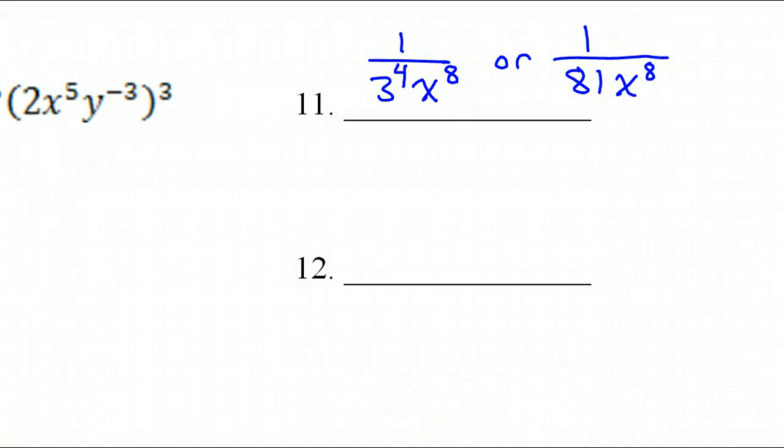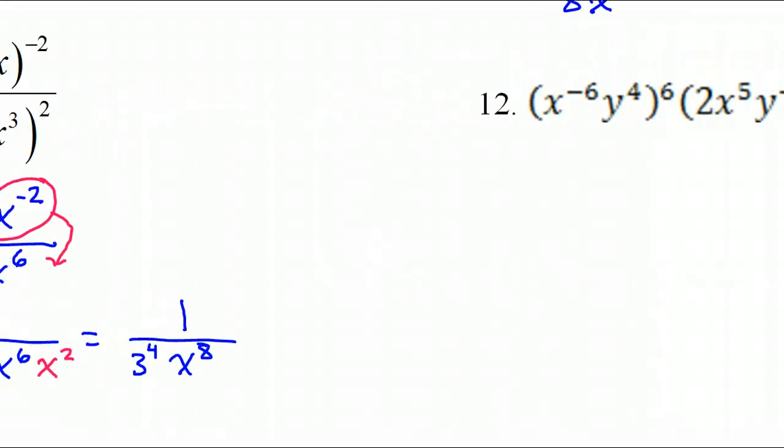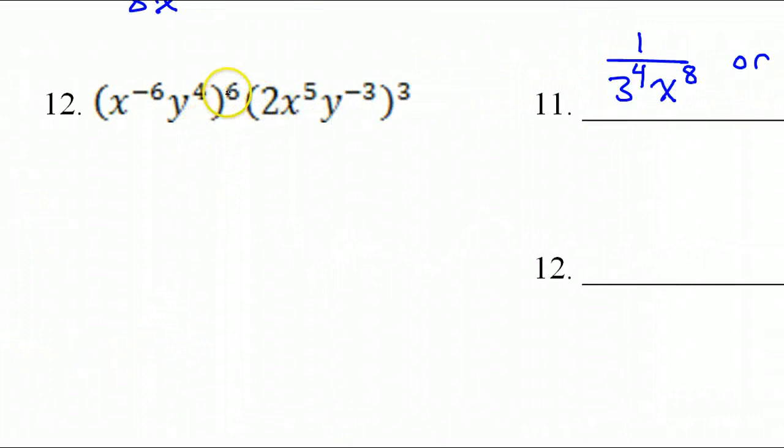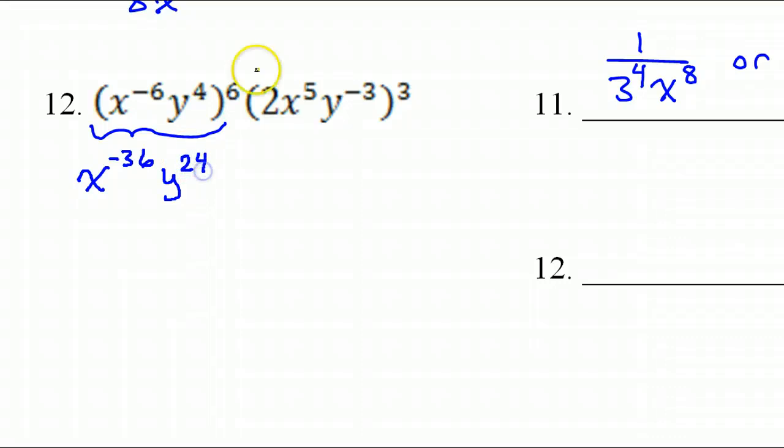Okay, last we have number 12. Oh, there it is. Okay, these are positive exponents, so I'm going to do this power to everything. So if you have a power raised to a power, you multiply. So this part over here is going to give me x to the negative 36 power. Alright, it's negative 6 times 6, so that's negative 36. And I'll have y to the 24 power. Okay, so that's that.